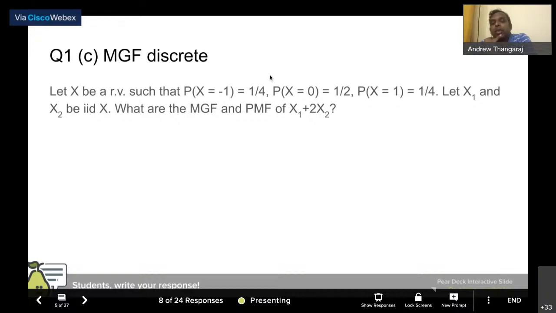So once you write that down, you can write the MGF for 2X2. You can write the MGF for X1 and then multiply those two to get the MGF for X1 plus 2X2. Okay, so it's a slightly more elaborate process. You have to combine multiple ideas from previous weeks and this week to get to the answer. Okay, I hope that's all right.